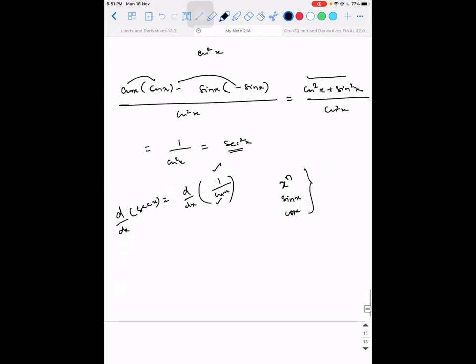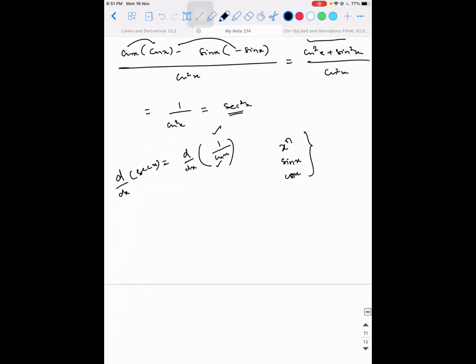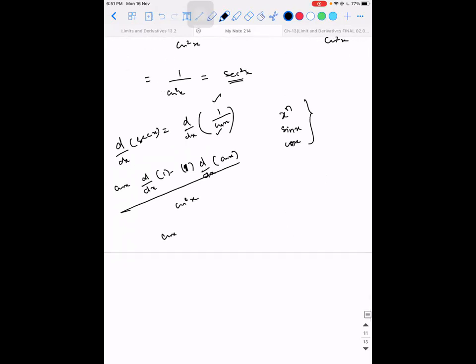Okay. So what can we do? Can you quickly tell me what we are supposed to do? Denominator into derivative of numerator minus numerator into derivative of denominator, by denominator square. So cos x into derivative of 1 is 0, minus 1 into derivative of cos x, which is minus sin x. The whole divided by cos square x. So it will be sin x divided by cos square x.